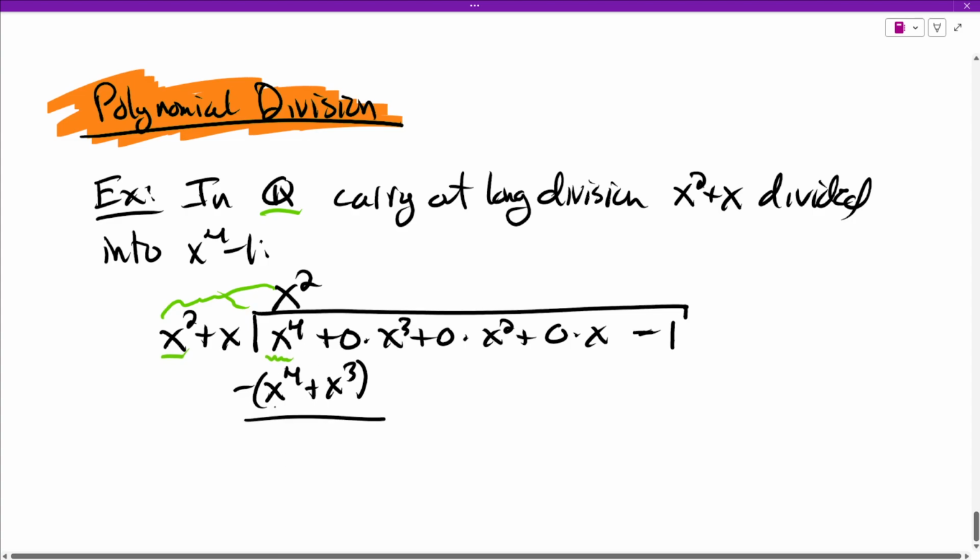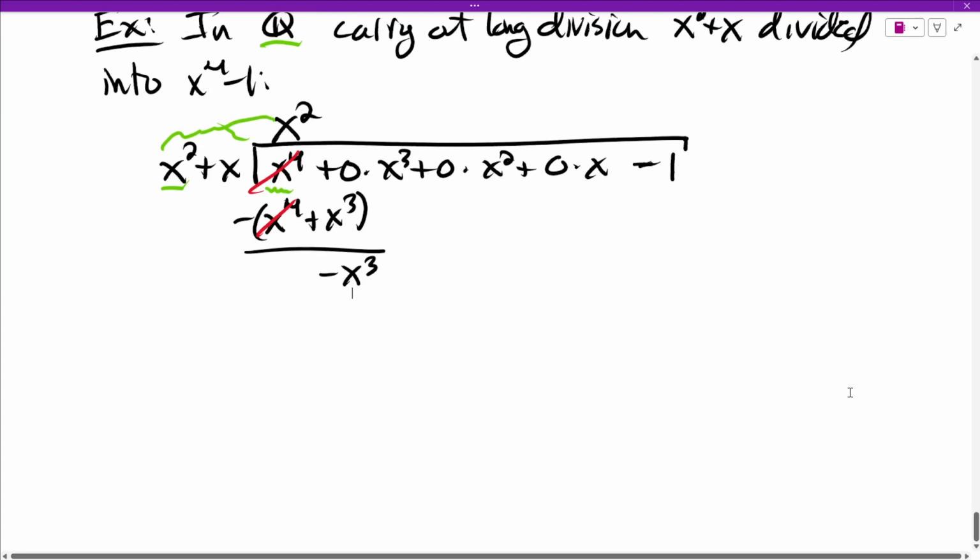When we subtract that, the x to the fourths go away, and what we're left with is negative x cubed. Great. And we're going to divide the x squared into the negative x cubed. That'll give us a negative x. And then we multiply the negative x in. That's going to give us a negative x cubed minus x squared. And then we subtract that, so it'll make all these signs positive. We'll get no x cubed and then a positive x squared.